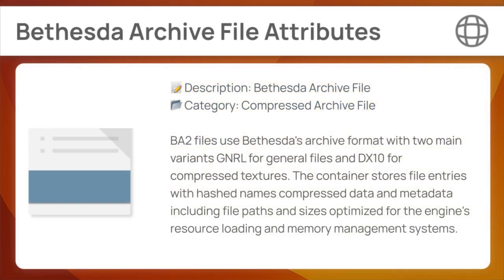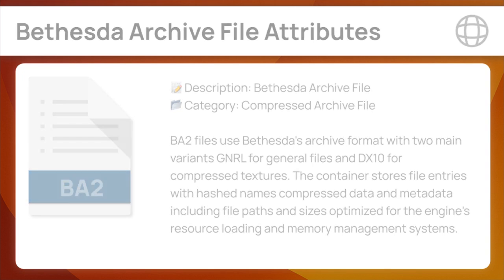BA2 files use Bethesda's archive format with two main variants, GNRL for general files, and DX10 for compressed textures. The container stores file entries with hash names, compressed data, and metadata, including file paths and sizes optimized for the engine's resource loading and memory management systems.